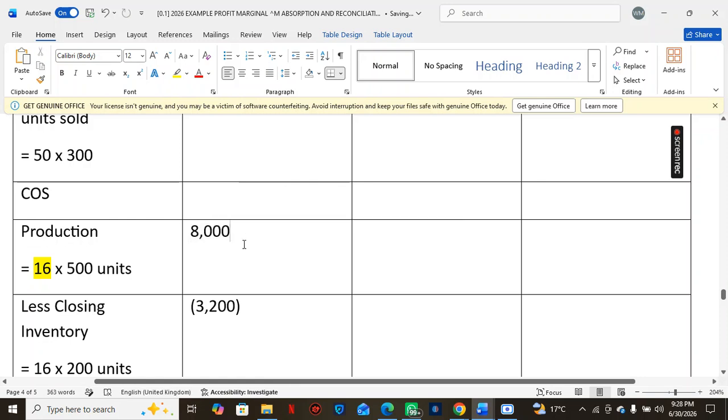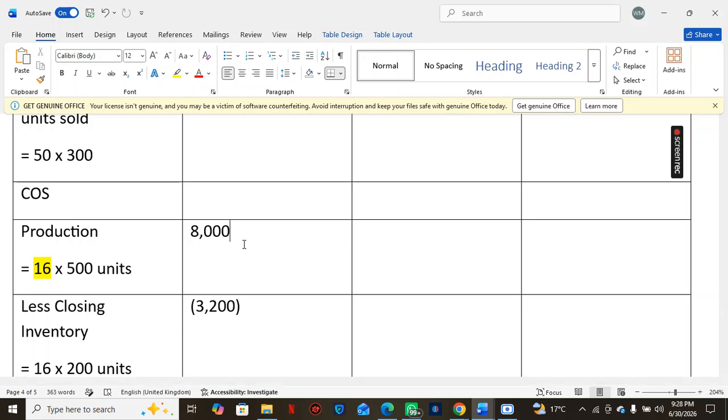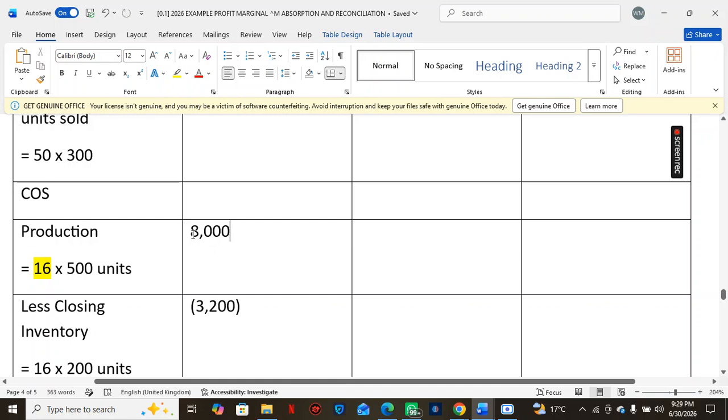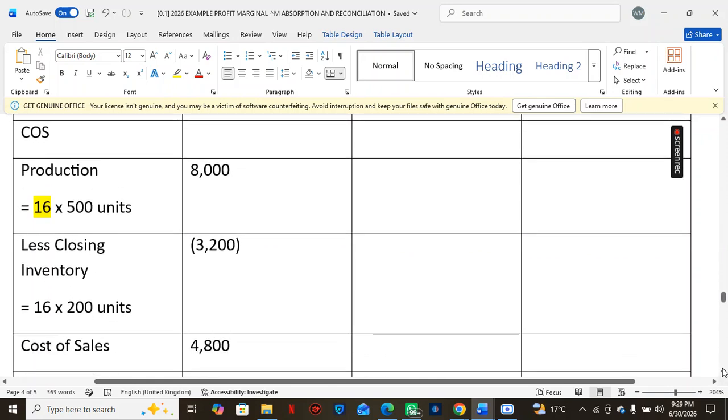All right. So if we had opening inventory, we would have added it with the production to get the total cost of goods available for sale. But in this case, we don't have any opening inventory. So what we produce is basically the total cost of the goods available for sale. All right. Now we want the cost of the goods sold.